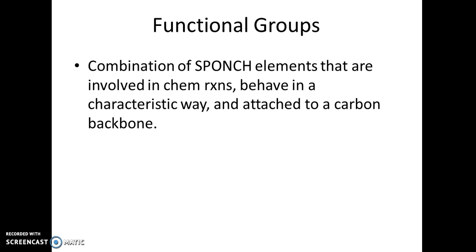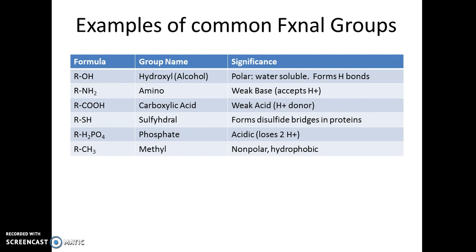Now, you might be asking yourself, what are some examples of functional groups? And here they are. The formulas are on the left-hand side. We have the group name and significance on the right-hand side. These are the main ones that we will be talking about over and over again, like the hydroxyl or alcohol groups. The amino groups, when we talk about amino acids, the carboxylic acid, the acid part of the amino acid group. Sulfhydryl, when we talk about protein shapes. That'll become really important. Phosphates will come into play in amino acids as well as DNA, and methyl groups.